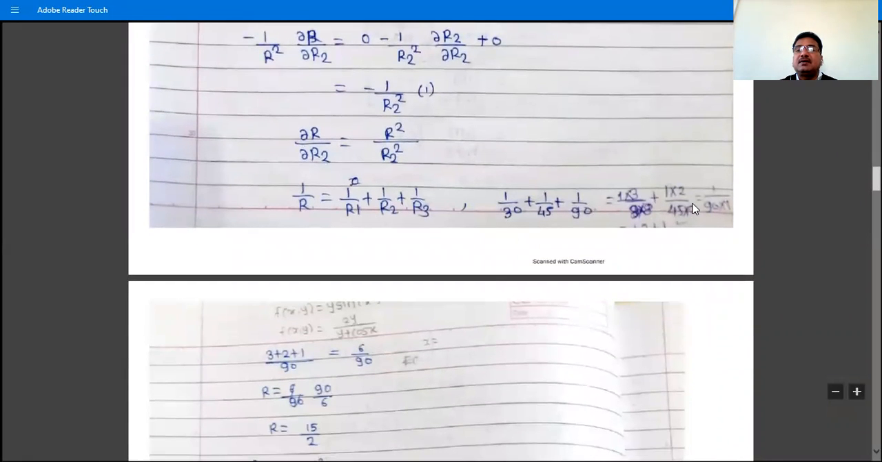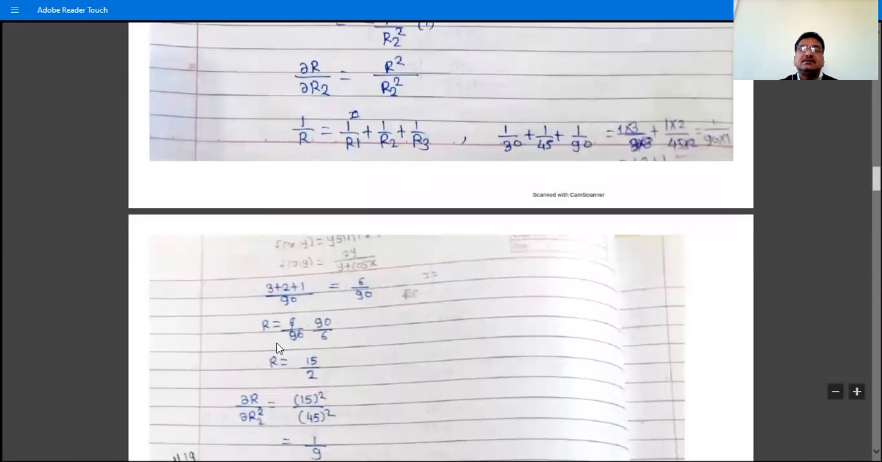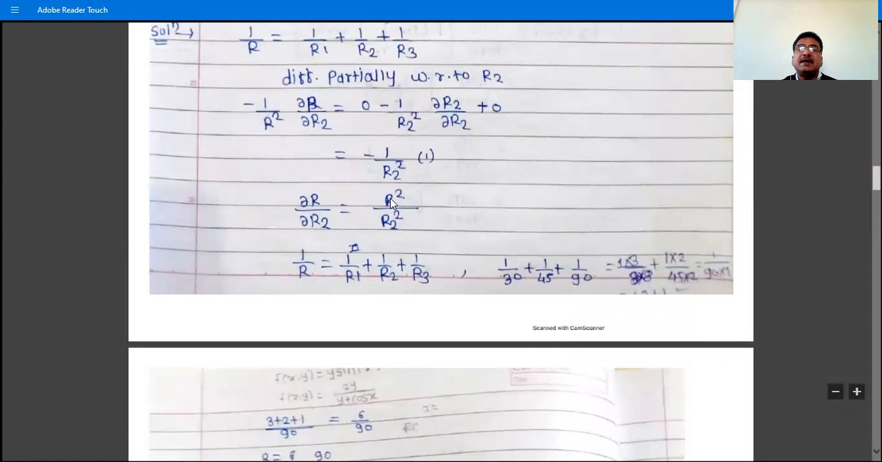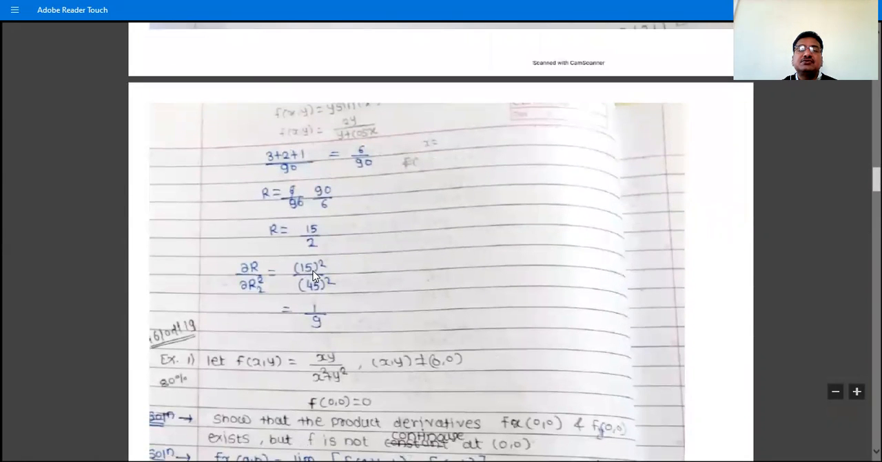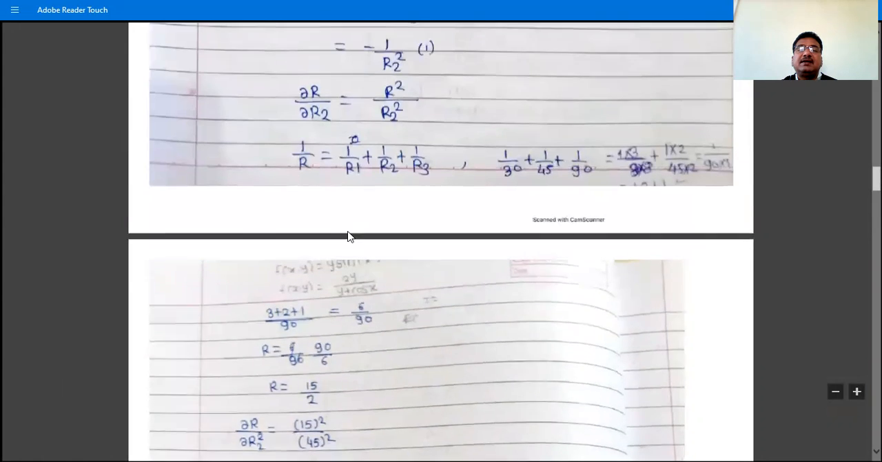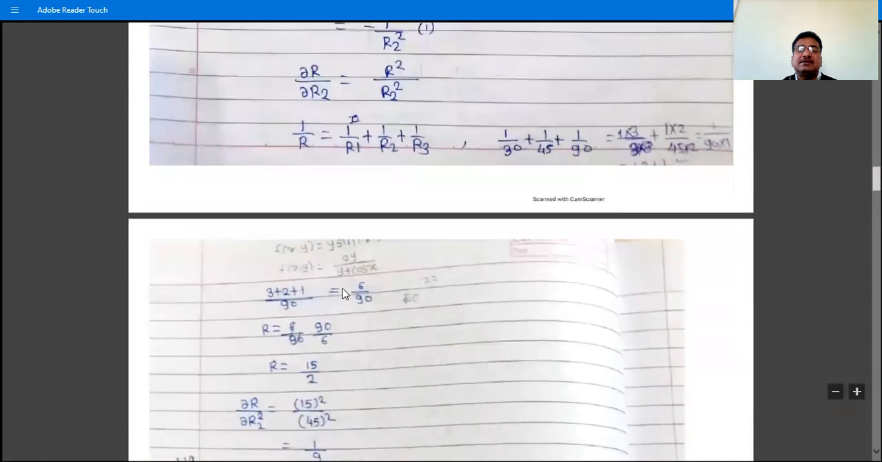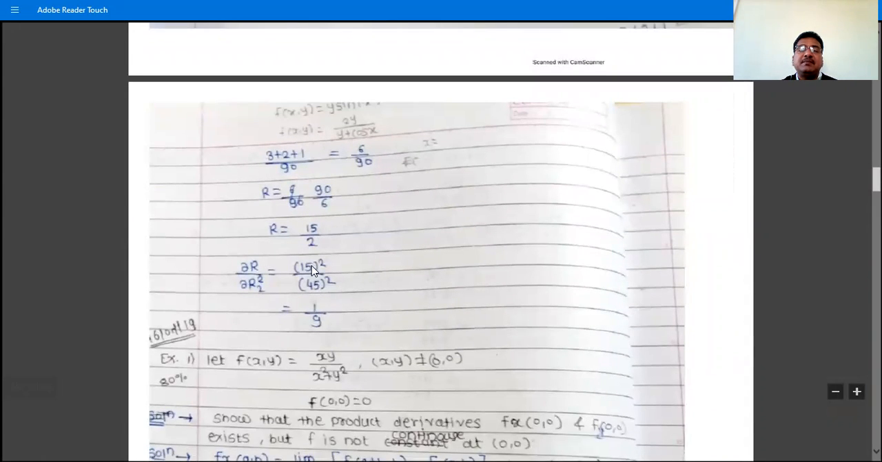So add this, write this step. 90 is the LCM. So 30 threes are 90, 45 twos are 90, and 90 ones are 90. So 3 plus 2 plus 1 is 6/90. This is the value of 1/R, 6/90. So R is 90/6, that is 15/2. And substitute here, R² is (15/2)², and R2² is 45². So (15/2)² by 45², the answer is 1/9.